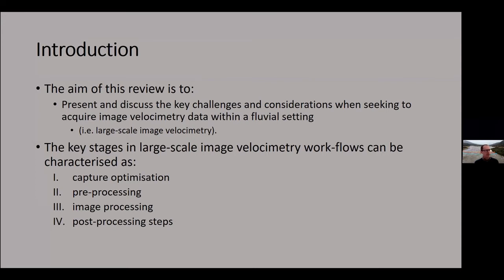So I've started by looking at generalized processes, and the aim of the review is to present and discuss some of the key challenges and considerations that you need when you're trying to acquire image velocimetry data within a fluvial setting.